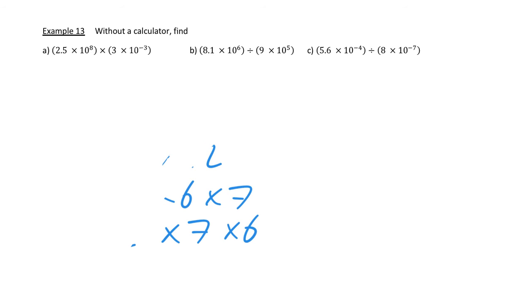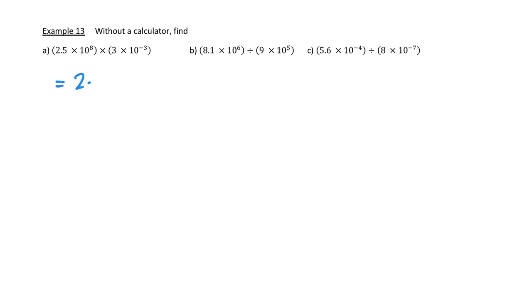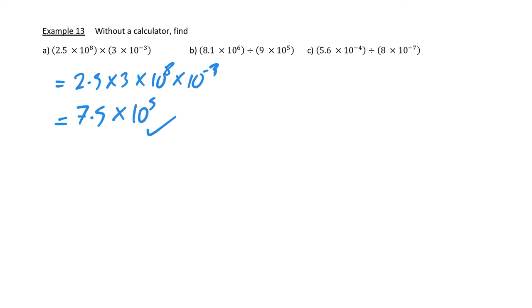So first one, we have got 2.5 times 10 to the power of 8 times 3 times 10 to the minus 3. So I'm just going to rewrite that as 2.5 times 3 times 10 to the power of 8 times 10 to the minus 3. So if we do that, 2.5 times 3 is going to be 7.5, and the 10 to the power of 8 times 10 to the power of minus 3 is the same as 10 to the power of 5. That is now in standard form.